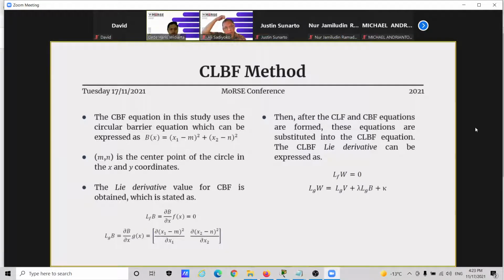So then after the CLF and CBF equations are solved, these equations are substituted into the CLBF equation. Then the CLBF Lie derivative can be expressed as LfW is 0 and LgW is LgV plus lambda multiplied by LgD plus kappa.